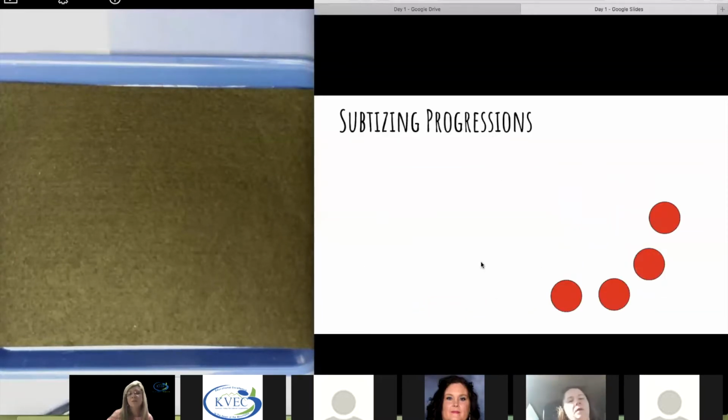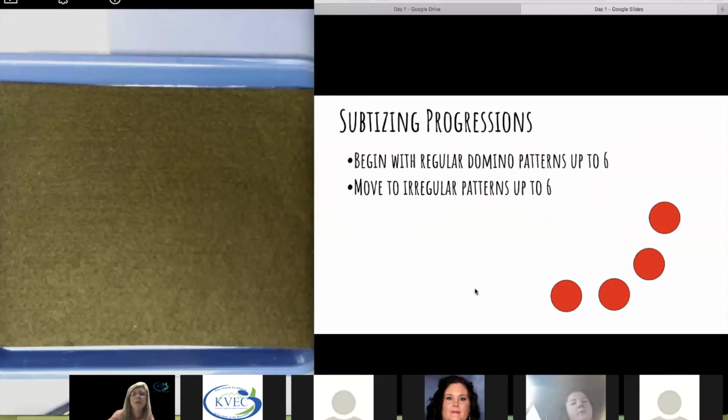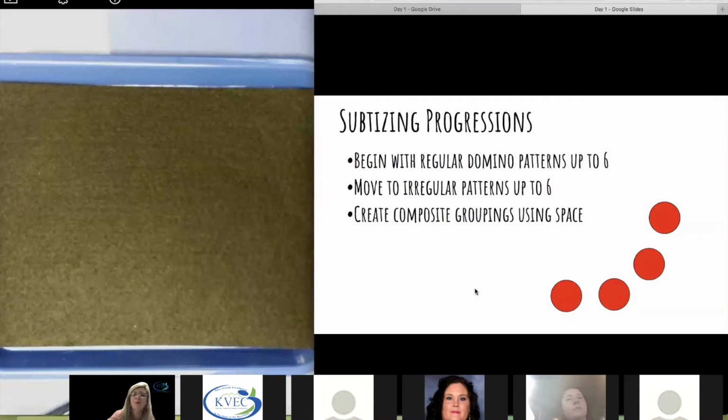So we're going to look at some of this. Subitizing progressions begin with those domino patterns up to 6, those ones that we see on our dice. And then you can move into irregular patterns up to 6. Not too much too fast, because remember, we want this to be something quick that they take a glance at and they know. And then you can create those composite groupings by intentionally spacing them apart, or intentionally using a different color.